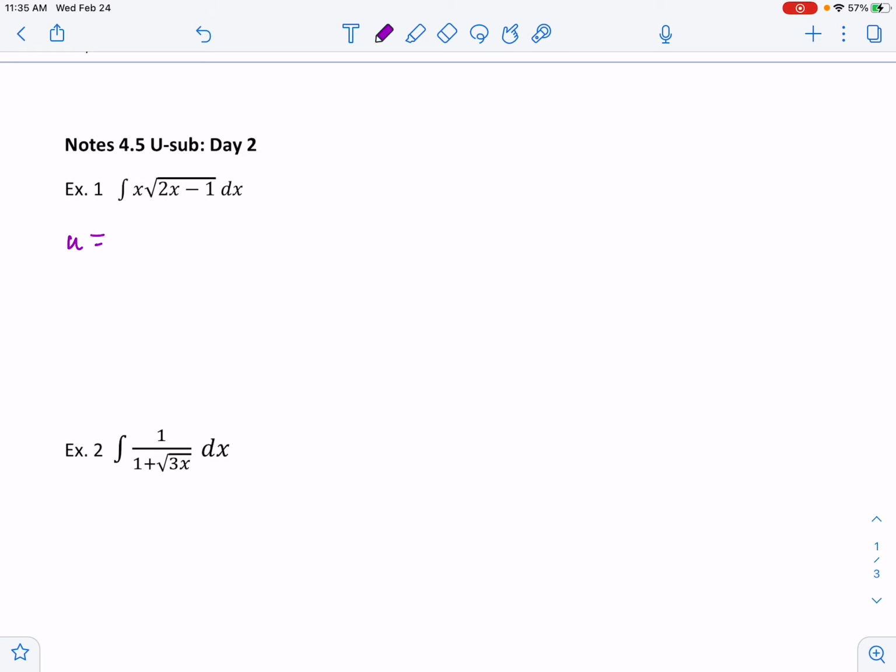let u equal 2x minus 1. And du is equal to 2 dx. So dx equals du over 2. And now I'm going to make my substitutions. So I get the integration of x, and I have the square root of u, and then I have du over 2.